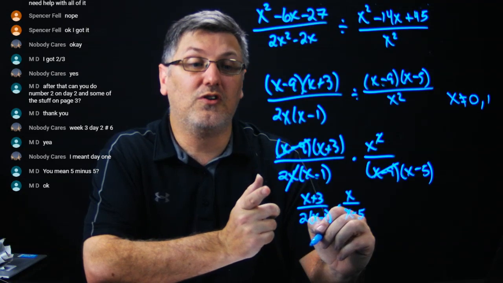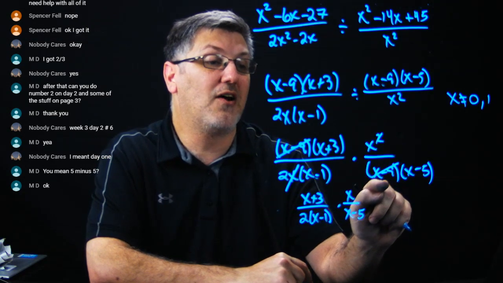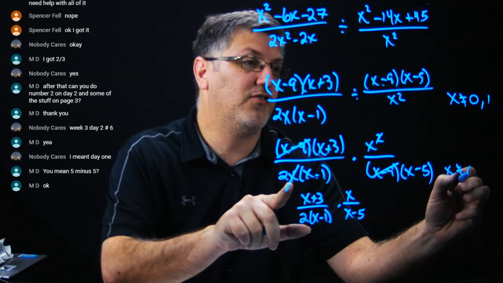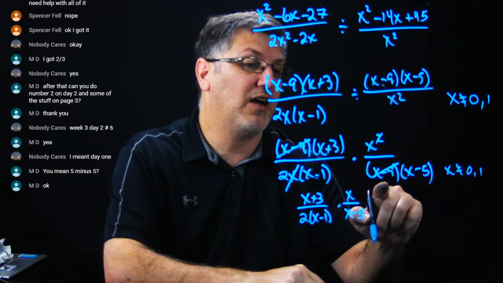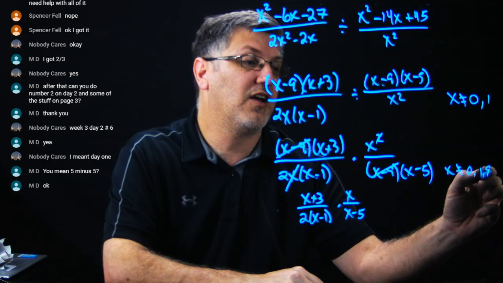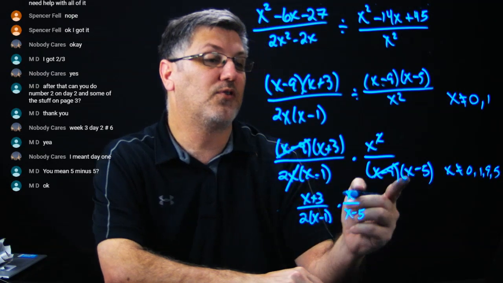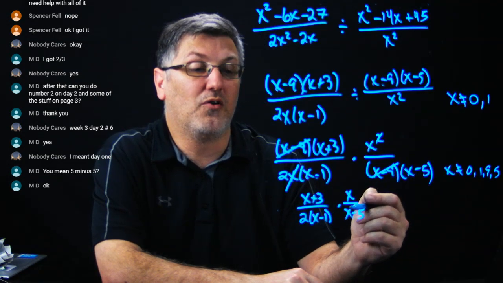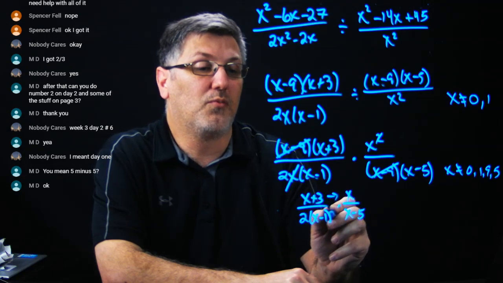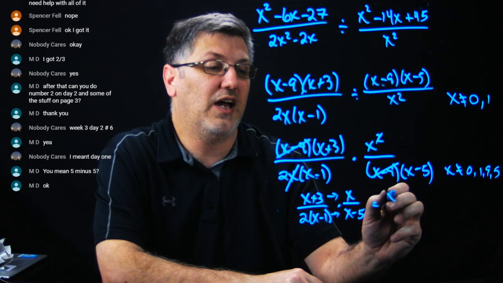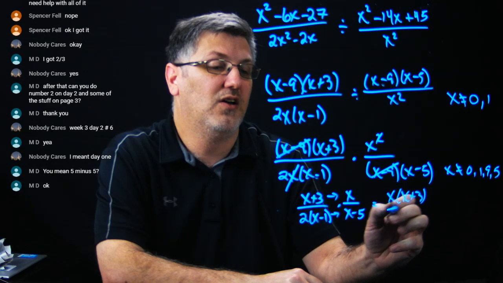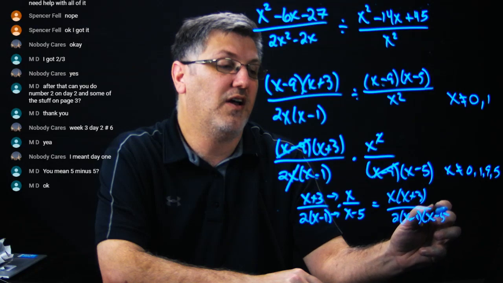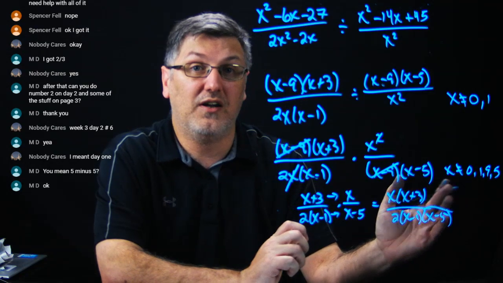Now let's look for excluded terms. When we flip this upside down, x cannot equal, I still have my 0 and my 1, but now it can't equal 9, and it cannot equal 5, because if I put those in, I'm going to get 0 in the denominator. That's my restriction for my domain. To multiply, we multiply straight across and get x times (x plus 3) over 2 times (x minus 1)(x minus 5). From there, you can FOIL it out, and that's perfectly fine.